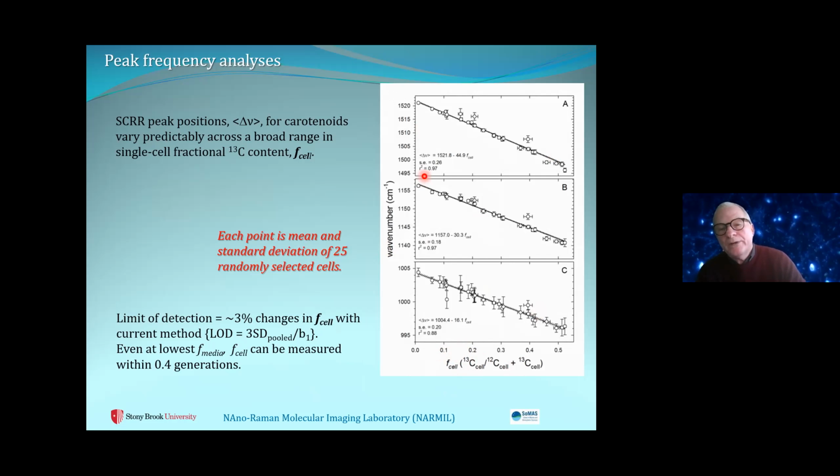Each one of these dots is the average of 25 points, and the standard deviation is around them. So you see it's very sensitive to isotopic change. We can detect changes as little as about 3%. We can't see natural abundances. The technique is not that sensitive, but for these enrichment experiments, it's no problem.